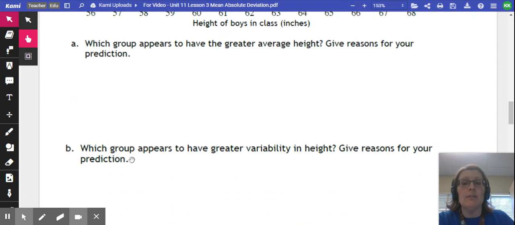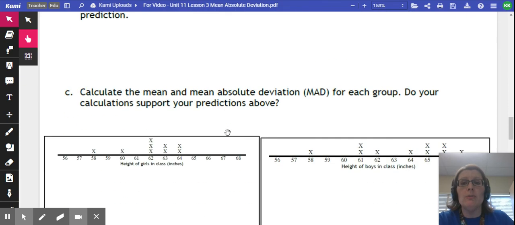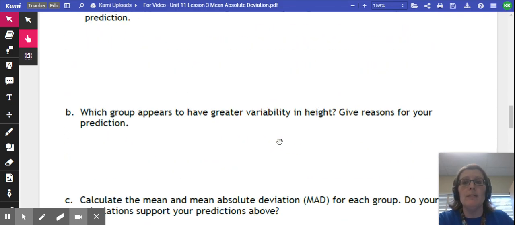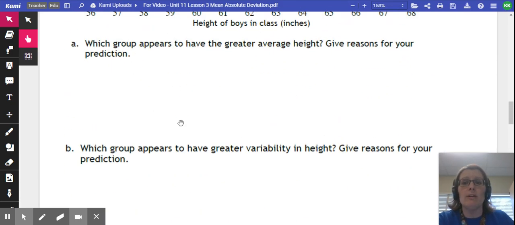And the second part says, which group appears to have the greater variability in height? Give reasons for your prediction. Remember, variability is how spread out the data points are. So before you calculate the mean absolute deviation, which is what our next video is going to be, make those two predictions.